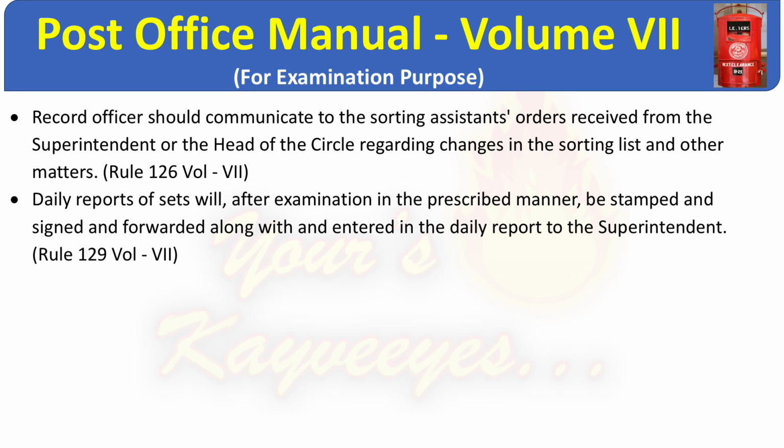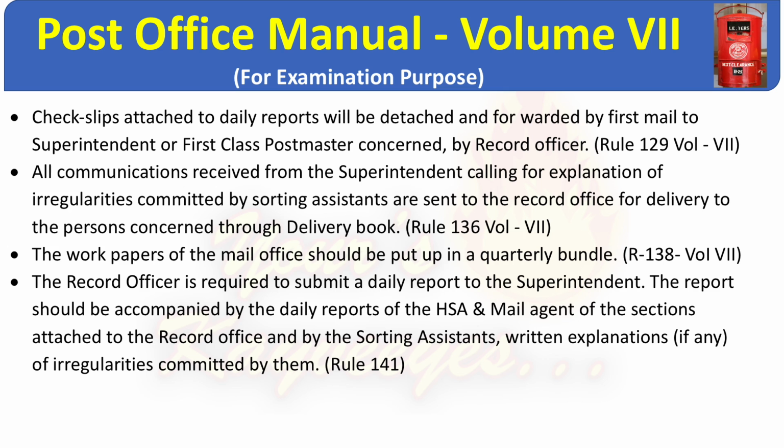Rule number 129. Checklist attached to the daily reports will be detached and forwarded by first mail to superintendent or first class postmaster concerned by record officer. Rule 129, Volume 7. All communications received from the superintendent calling for explanation of irregularities committed by sorting assistants are sent to the record office for delivery to the persons concerned through delivery book. Rule number 136. The work papers of the mail office should be put up in a quarterly bundle.